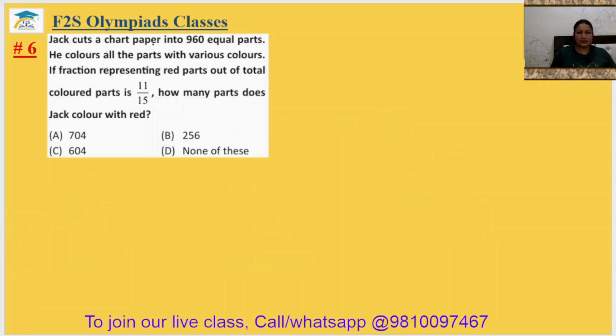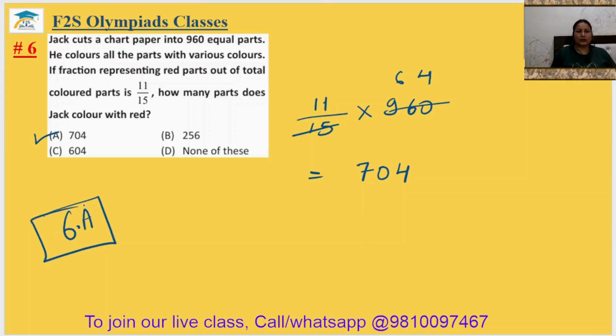Question number 6. Jack cuts a chart paper into 960 equal parts. He colored all the parts with various colors. If the fraction representing the red parts out of the total colored parts is 11 by 15, how many parts did Jack color with red? It means 11 by 15 of 960 will be red. So 15 times 64 is 960, and 11 multiplied by 64 is 704. It is in option A. So the sixth answer will be option A.